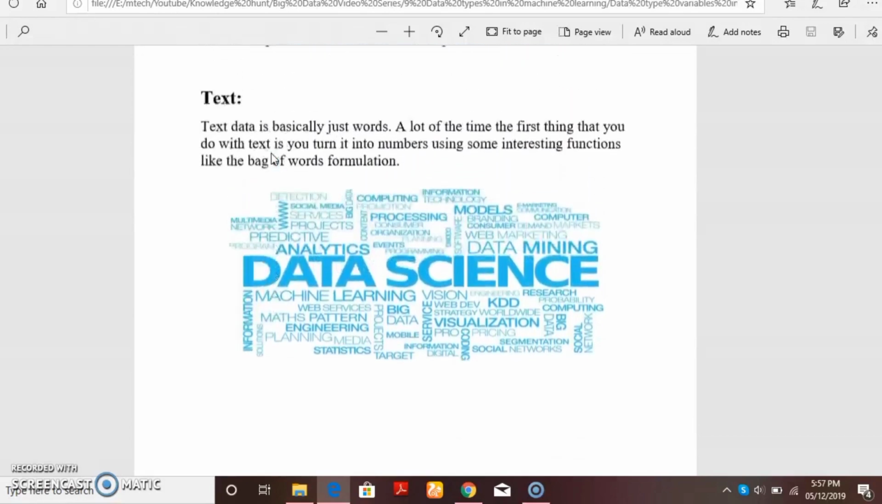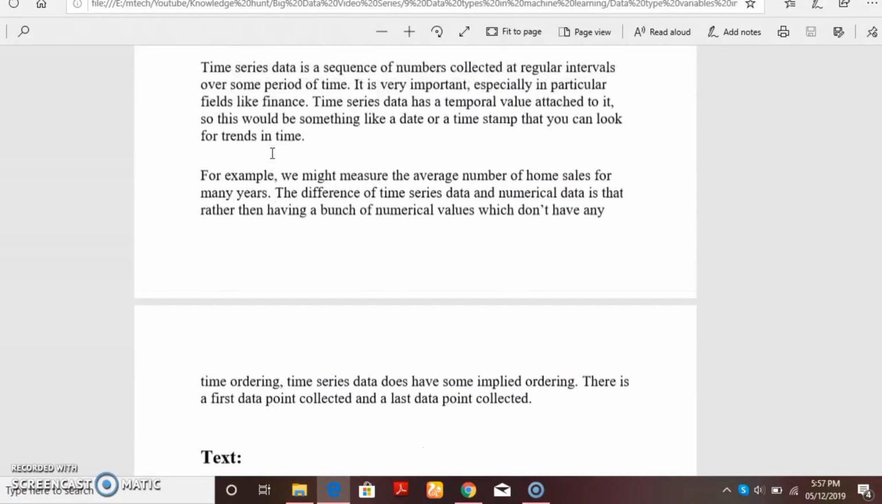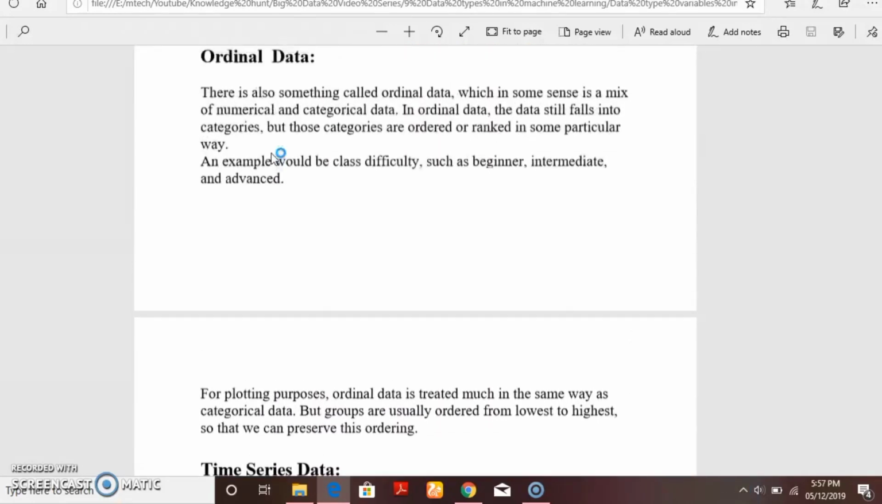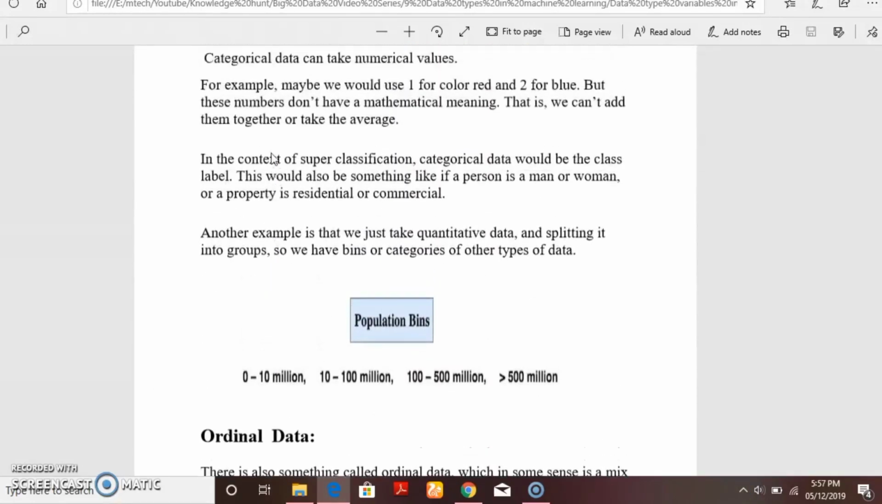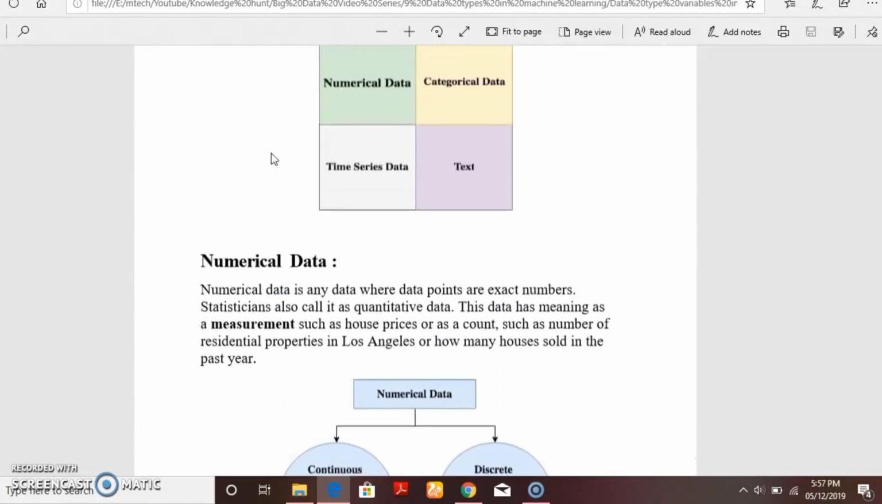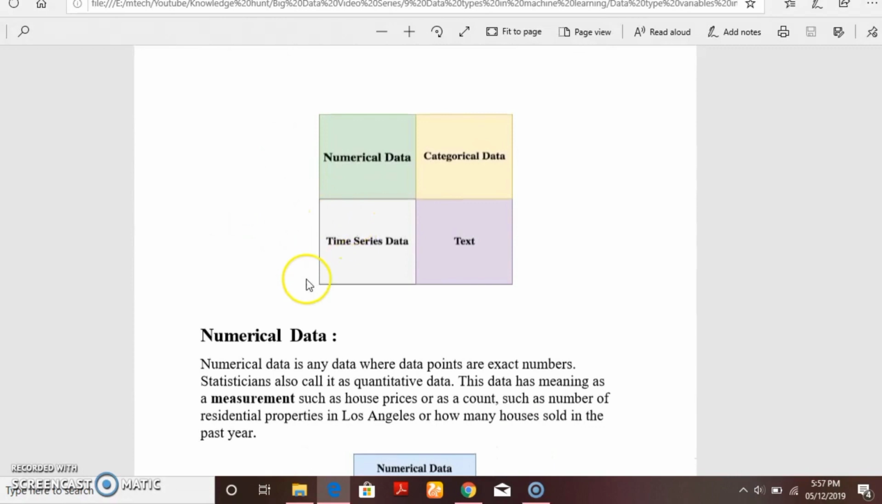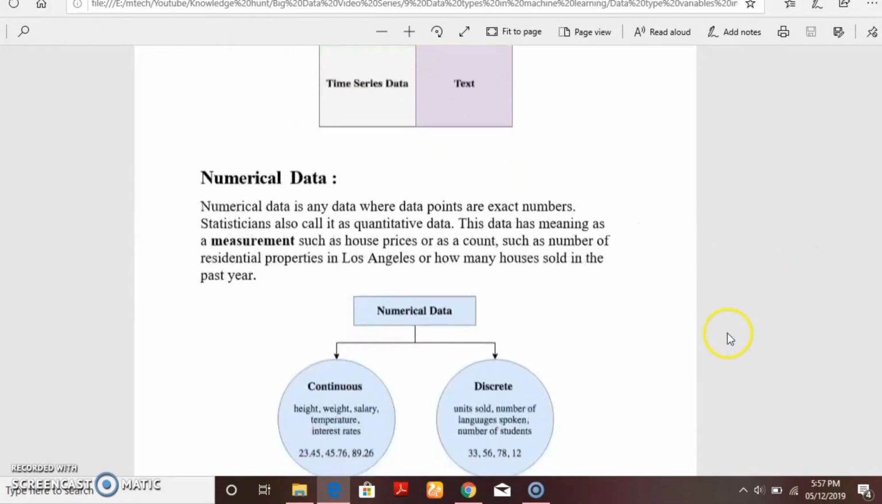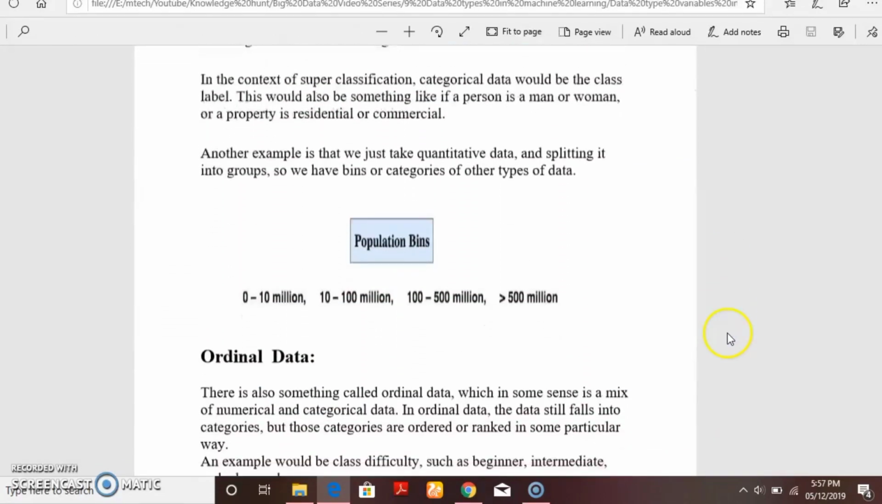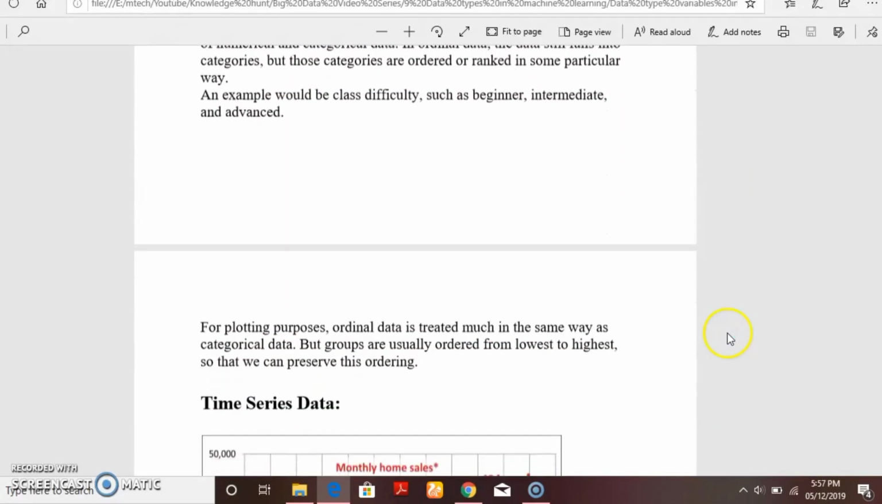So I hope you are aware of the data types that we use when we are using any machine learning algorithm, or the types of data by which the data set is formed. The basic classification is numerical data, categorical data, time series data and textual data. Ordinal data is the combination of these two, that is, categorical and numerical.